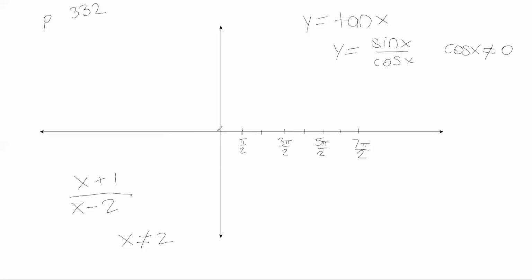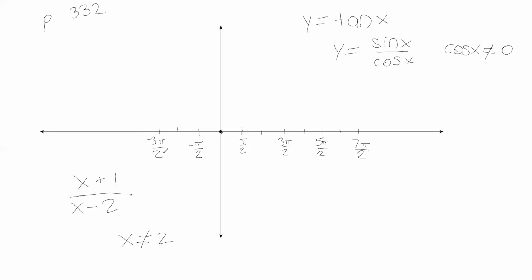So tangent has a point at the origin. We know that because if we plug in 0, we get sine of 0 over cosine of 0, and that gets us 0. So we have a point at 0, 0. And we have equally spaced asymptotes on either side. So negative pi over 2 is also an asymptote. And negative 3 pi over 2 is also an asymptote. So on and so forth.